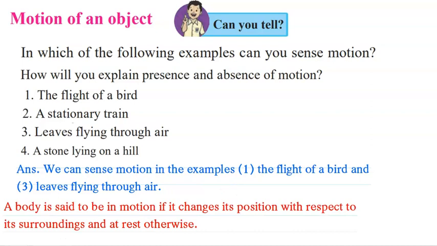Okay. Therefore, a body is said to be in motion if it changes its position with respect to its surrounding and at rest otherwise. This is the definition of motion.